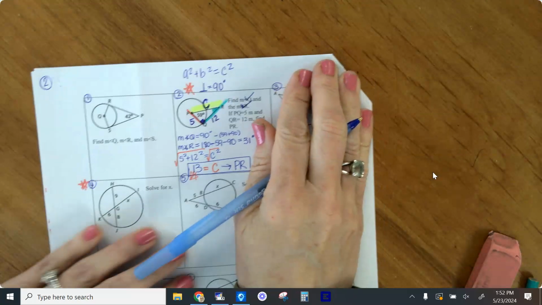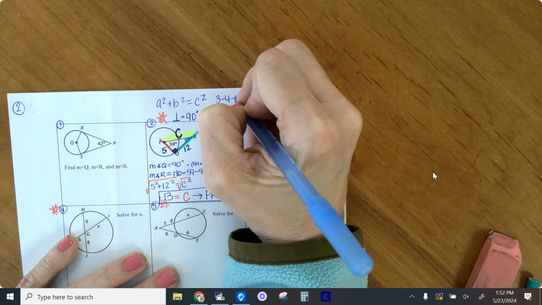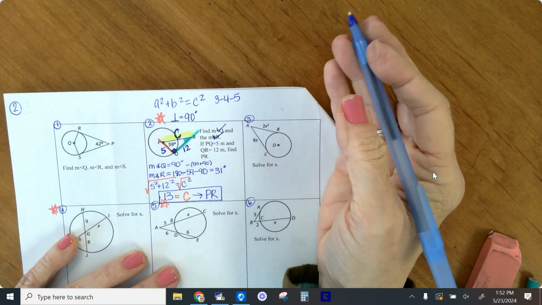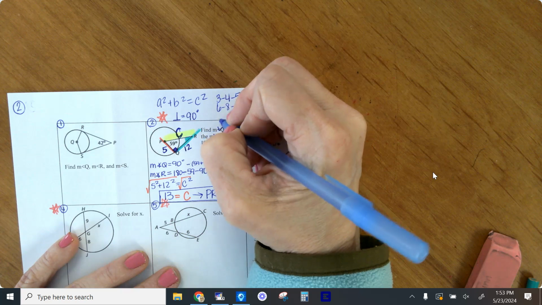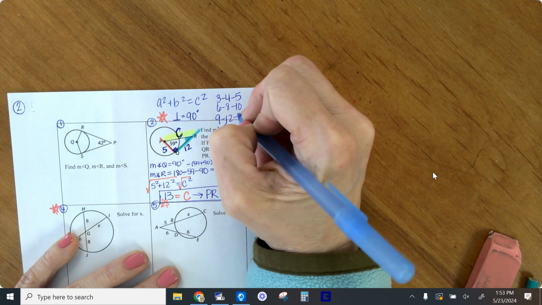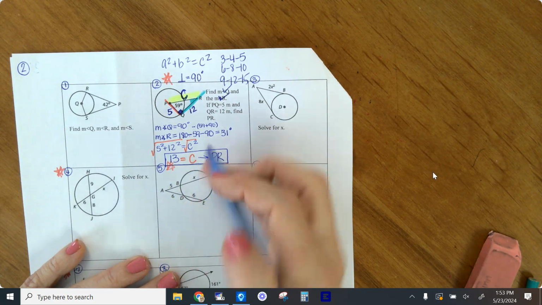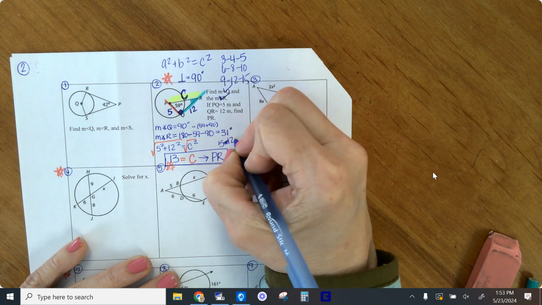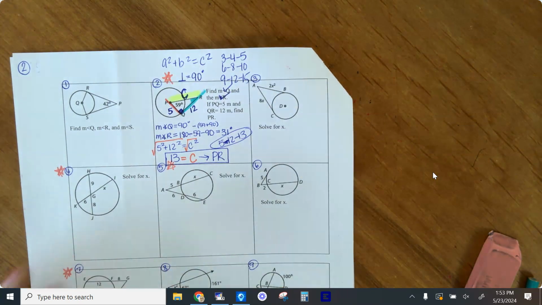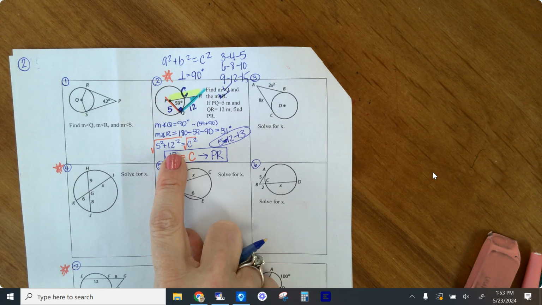I do also tell you all the time, try and learn some triples. 3, 4, 5 is the smallest Pythagorean triple in the universe. If you double it, you get 6, 8, 10. If you triple 3, 4, 5, you get 9, 12, and 15. Well, this is a 5, 12, 13. That is also a triple. So if you memorize triples, you don't have to do the Pythagorean theorem. But if you can't remember them, it's okay. Just know that you're going to have to do the math.